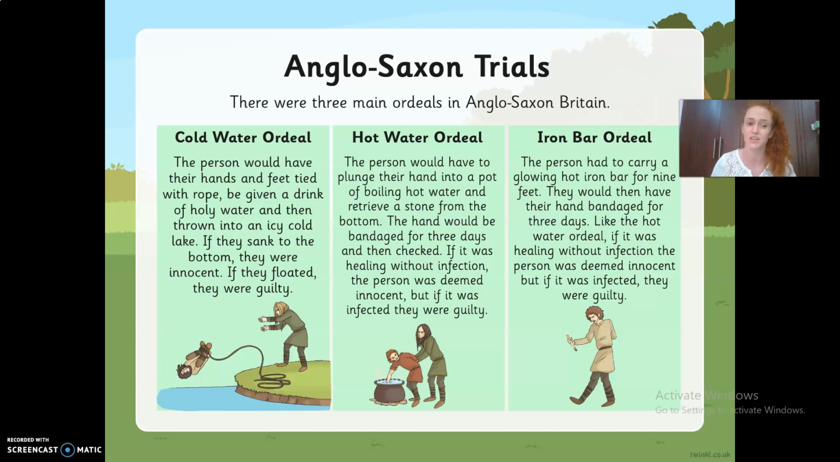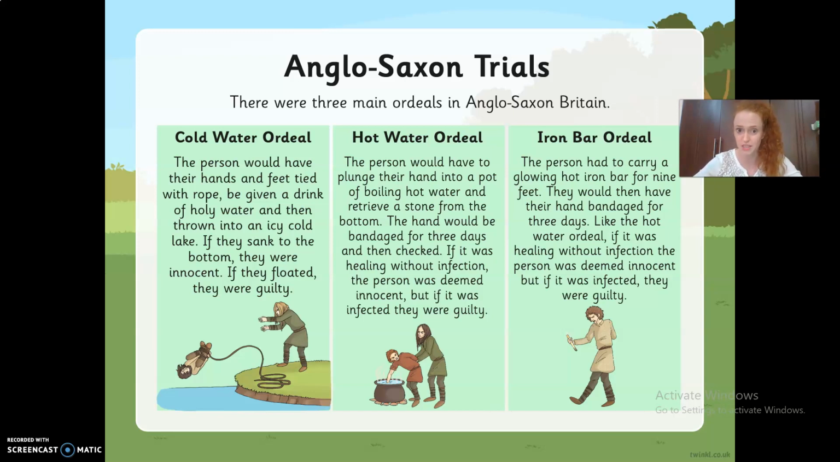So the cold water ordeal, the person would have their hands and feet tied with a rope, be given a drink of holy water, and then thrown into an icy cold lake. If they sank to the bottom, they were innocent. If they floated, they were guilty. Now, this is a bit of linking with science. What do you think? Did people float or sink? If you actually think about it, do we generally float or sink in the water?